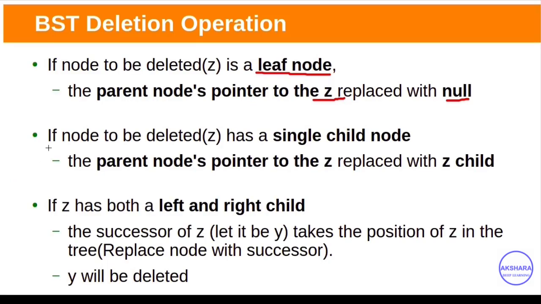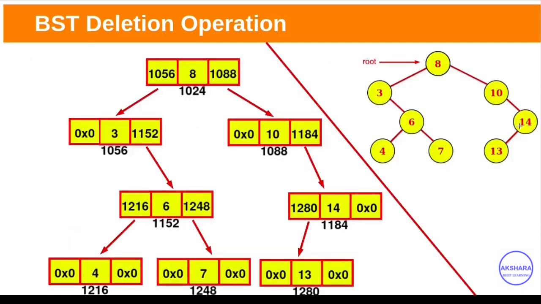Let's see the second case. If the node to be deleted has a single child, then the parent node's pointer to this Z will be replaced with Z's child. See here, this 14 has only one child. Suppose we want to delete this 14, so let's call it Z. If we delete this 14, its child 13 will be connected to Z's parent, because this 14 is the right child to its parent. So its child will be connected to its parent's right child. So this link will be updated. Then we can delete this node.